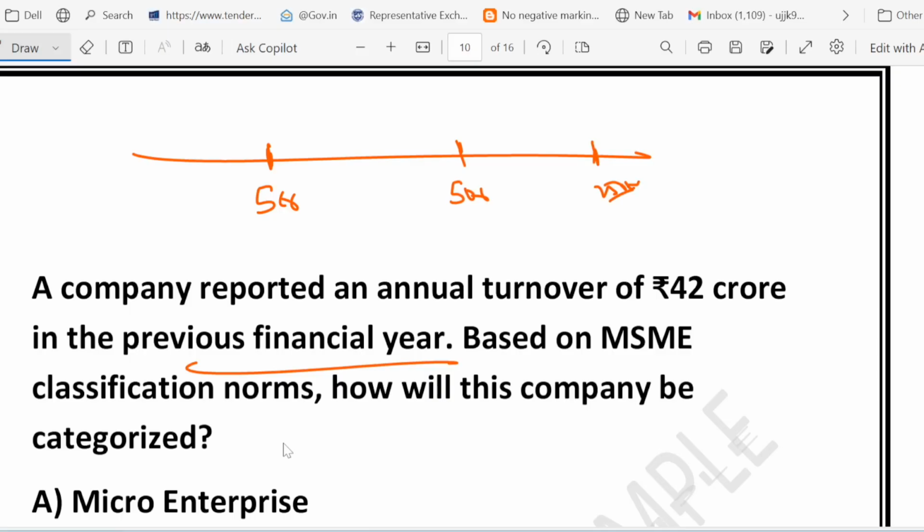See, very simple. Micro enterprise means turnover up to this, so turnover up to 5 crore is micro. From 5 to 50 it is small.